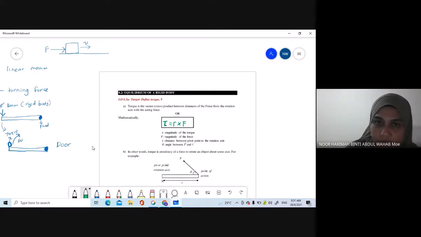Okay, so kita tahu kalau kita kembangkan ni, kalau cross product, dia akan jadi R, F, sin theta. So, tau is the magnitude of the torque, F is the magnitude of the force, theta is the angle between F and R. So, nanti kita akan tengok lebih dekat lah macam mana nak kenal pasti angle ni between force and the distance.